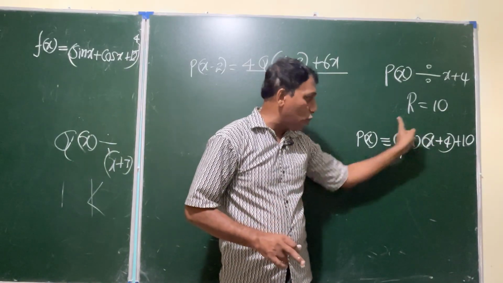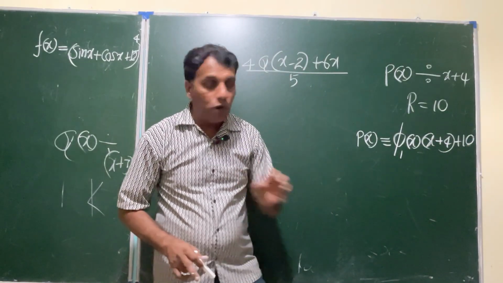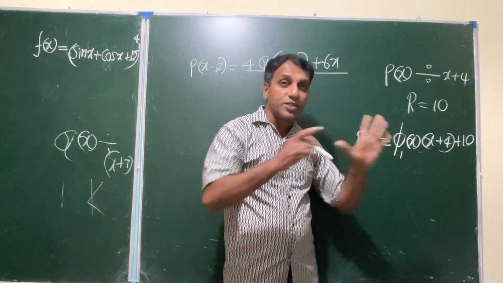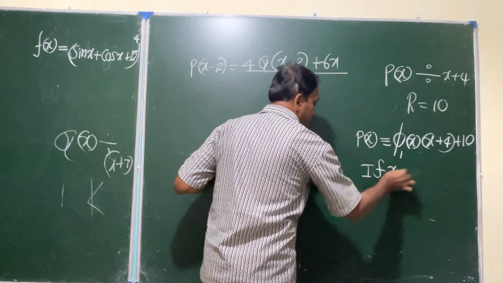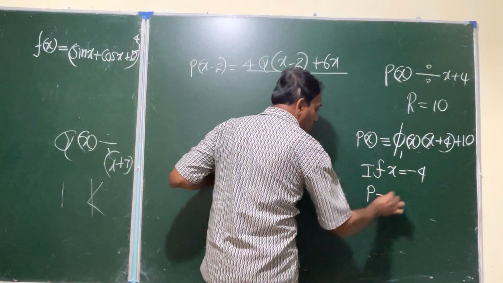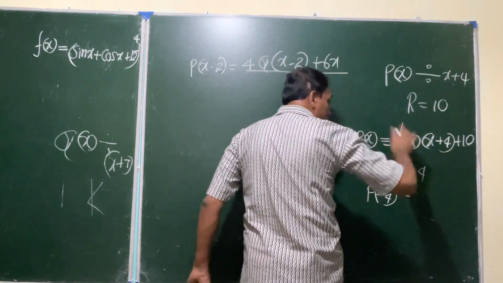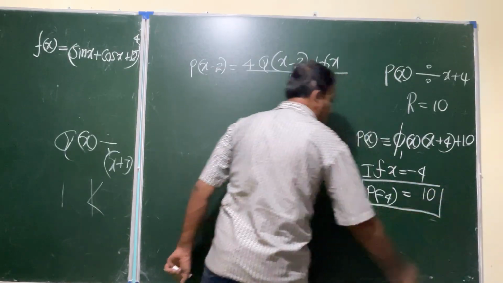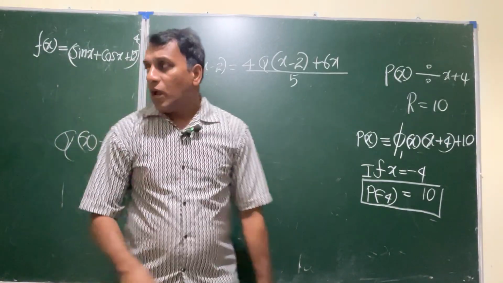Now try to make the divisor part 0. Put x equals minus 4. Then the quotient part becomes 0, and the remainder is 10. Therefore, if x equals minus 4, p of minus 4 equals 0 plus 10. So the important information here is that p of minus 4 is 10. Keep it.